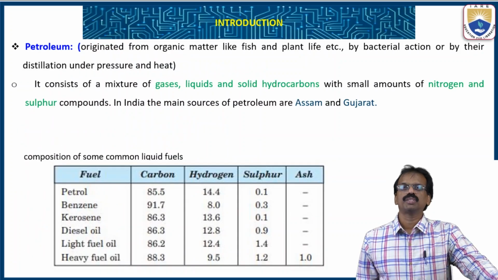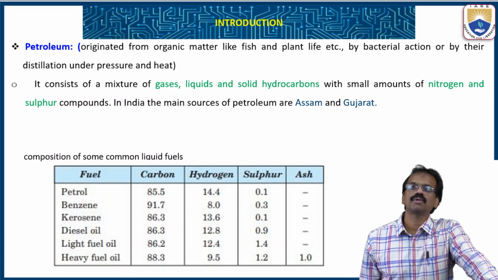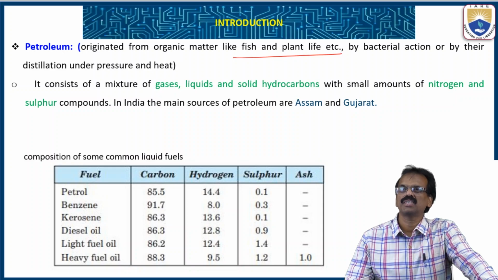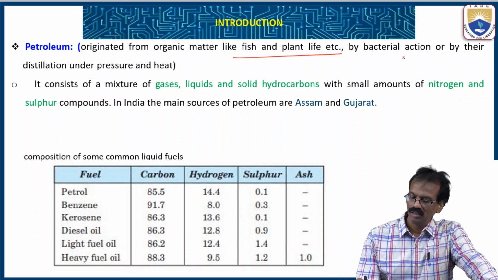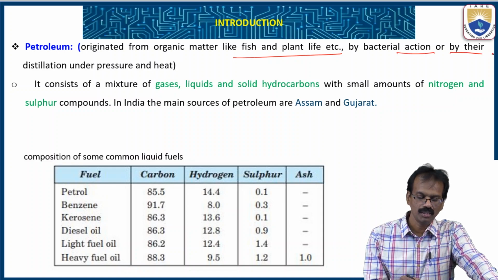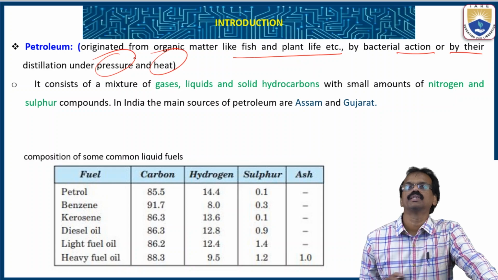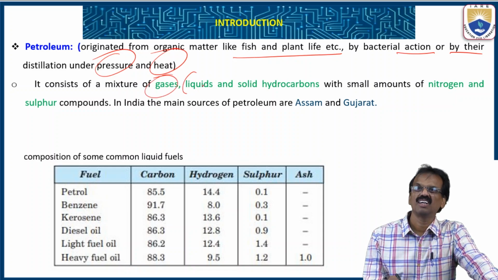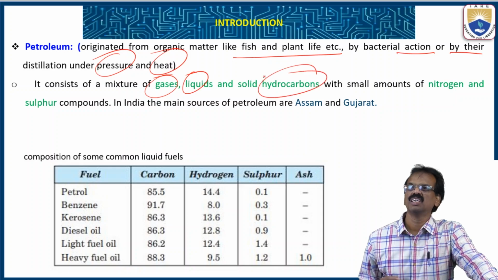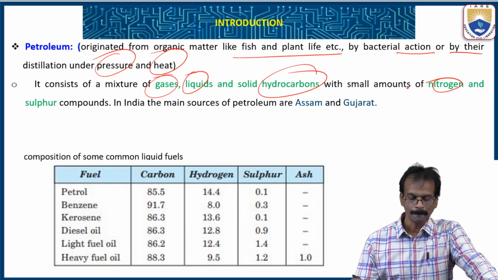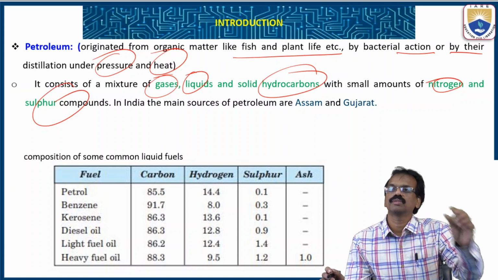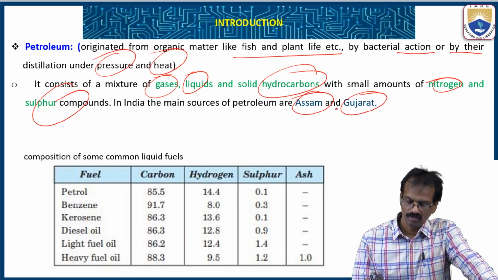Okay, first one, petroleum. Petroleum originated from organic matter like fish and plant life, by bacterial action or by distillation under high pressure and high heat. By this process, we get petroleum from the earth. It consists of a mixture of gases, liquids and solid hydrocarbons, with a small amount of nitrogen and sulfur components. In India, the main sources of petroleum are Assam and Gujarat. You can remember this one.